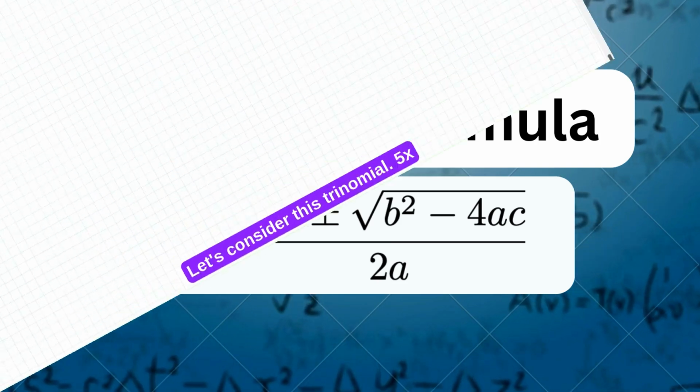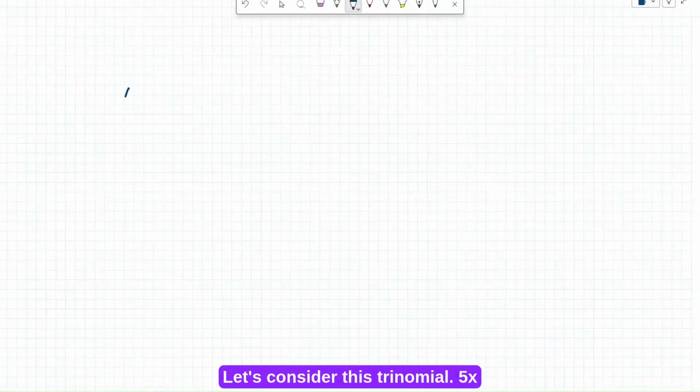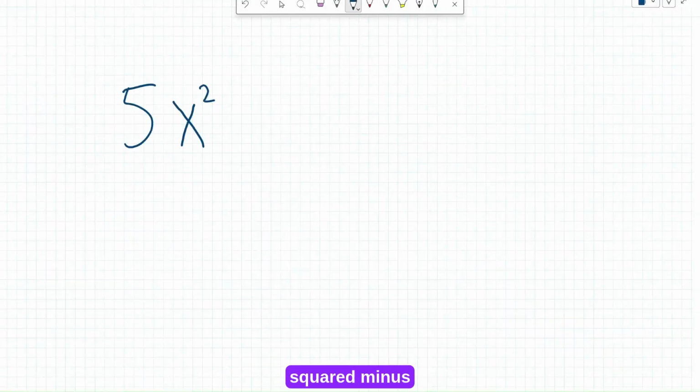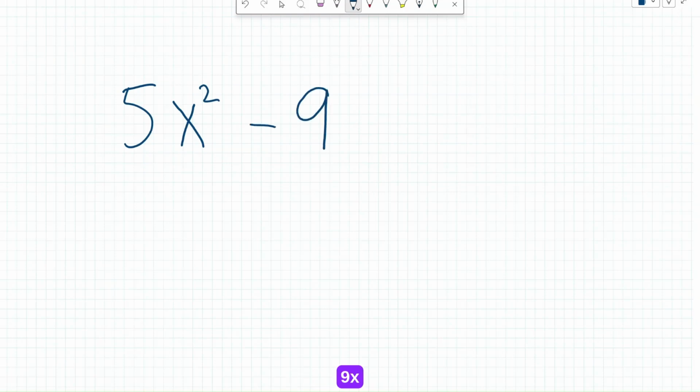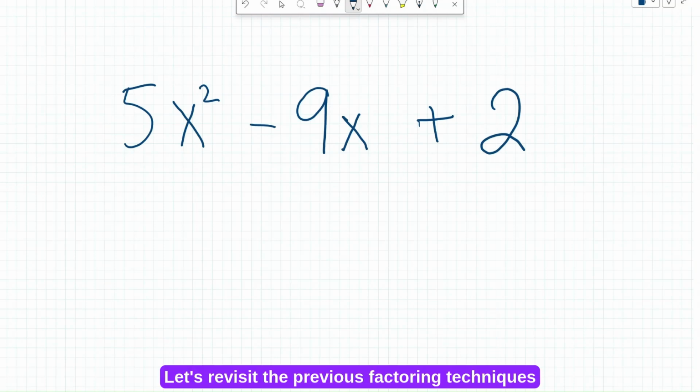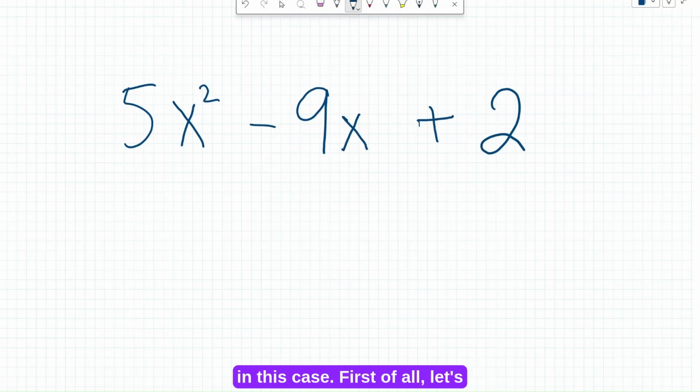Today we're going to talk about how to factor quadratics when the product and sum rule doesn't work. Let's consider this trinomial: 5x squared minus 9x plus 2. Let's revisit the previous factoring techniques that we've learned and see if they apply in this case.